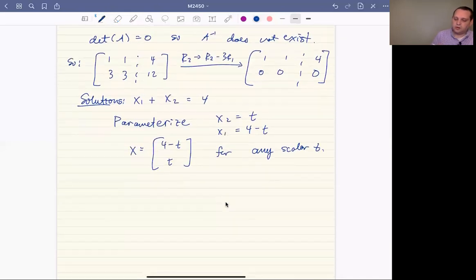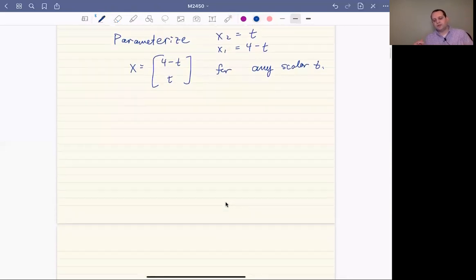Okay, so for any real number t, that's going to be your solution there. It turns out in this case there's infinitely many solutions. So let's summarize what's happened here.